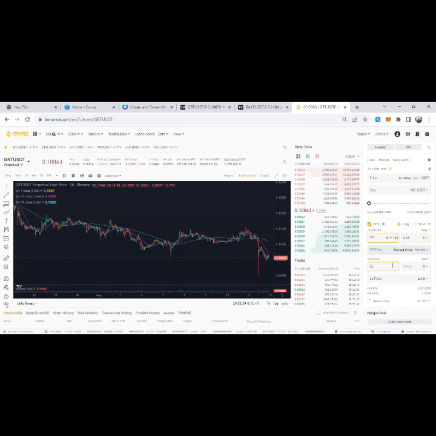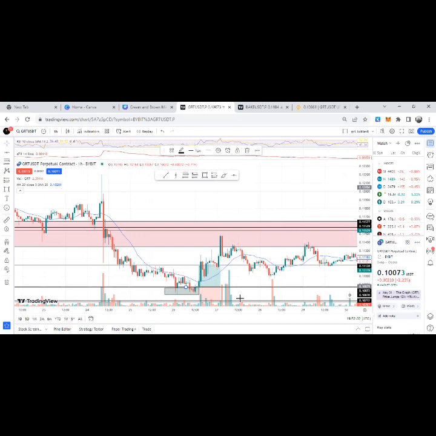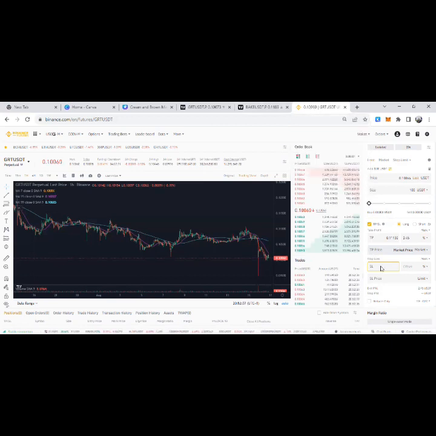And our stop loss is at where? Let's go back. Our stop loss is at 0.10710. So we're going to enter it 0.10710.